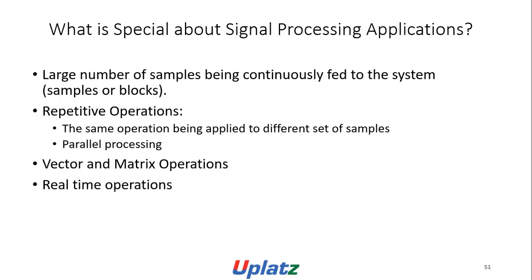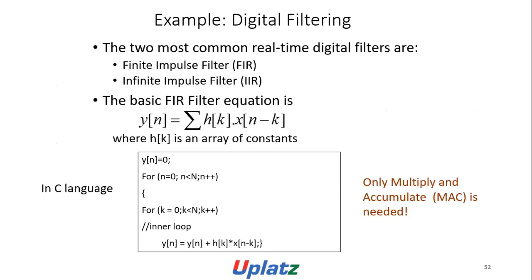What is special about signal processing applications? A large number of samples are continuously fed to the system. Samples are processed in blocks. Repetitive operations: the same operation is applied to different sets of samples. This allows parallel processing, vector and matrix operations, and real-time operations. The two most common real-time filters are finite impulse response, FIR, and infinite impulse response, IIR.